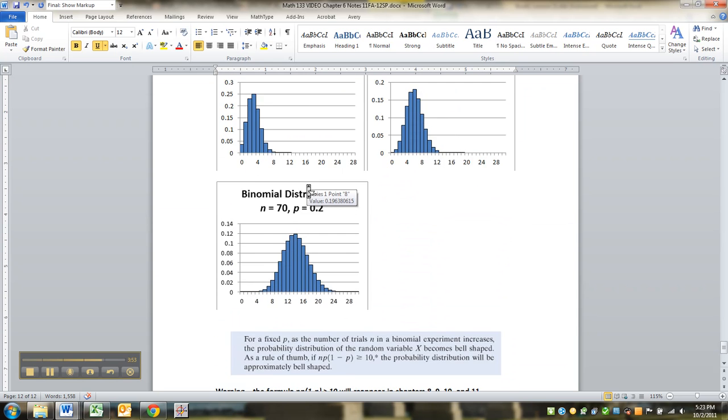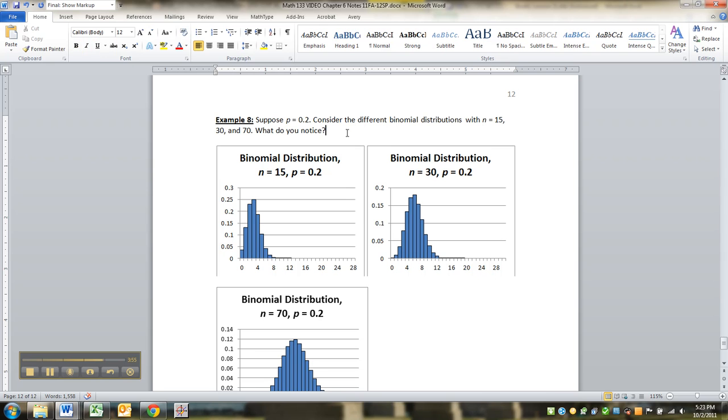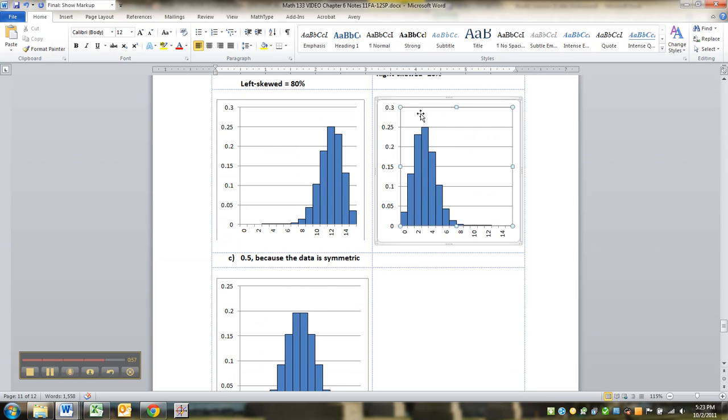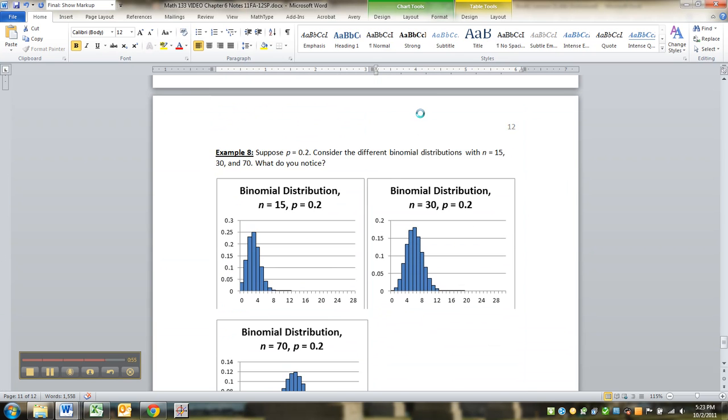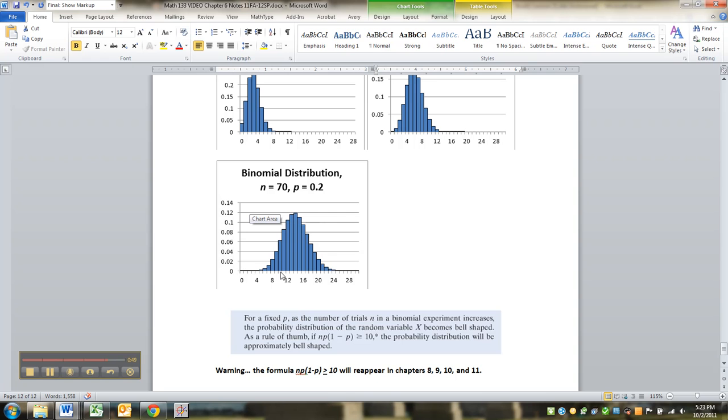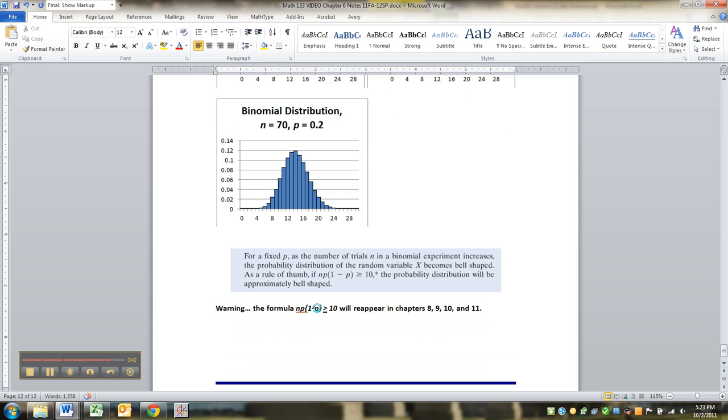Now suppose that n equals 15, n equals 30, and n equals 70. And this is the 0.2 graph. This is the same graph as this one right up here, top right corner. But what I'm doing is I'm increasing the number of trials. So notice as n gets larger, look what happens. See that? That's a bell shape. That's symmetric. And that's what they put down here.